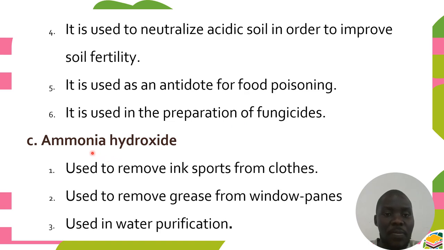The third base that we're going to look at is ammonium hydroxide. The following are the uses of ammonium hydroxide. It is used to remove ink spots from clothes. It is used to remove grease from window panes. It is used in water purification. In short, the majority of ammonium hydroxide is used to remove stains when cleaning because it has bleaching property.